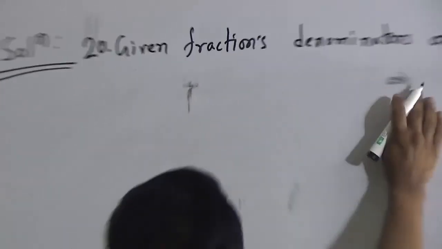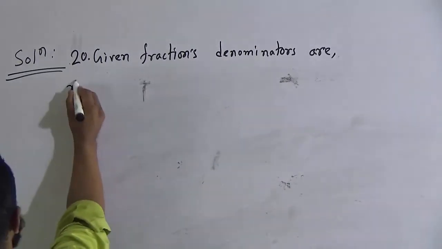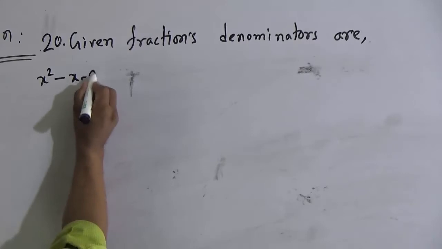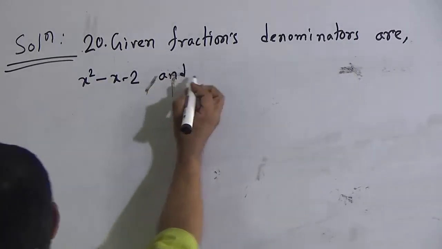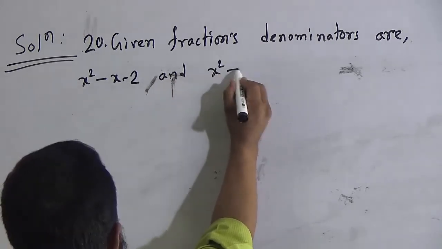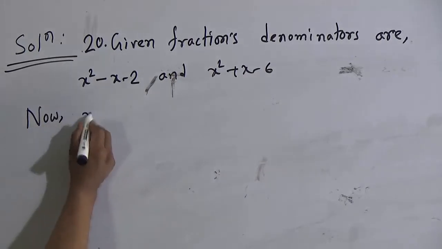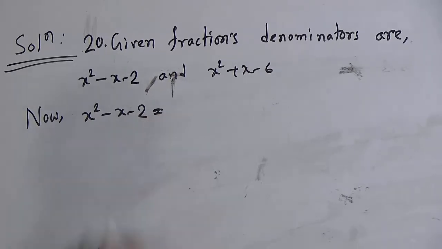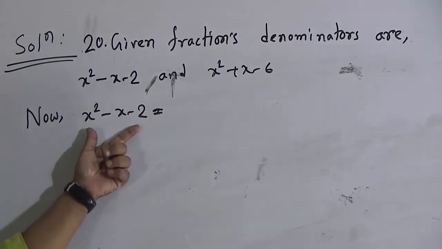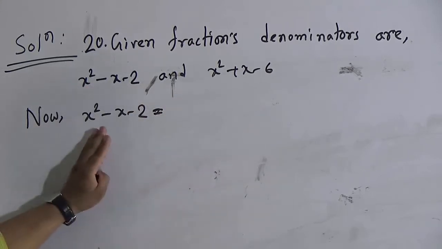Question number 20 here. The given fractions' denominators are x square minus x minus 2 and x square plus x minus 6. Now this x square minus x minus 2, that's equal to what? We need to convert this into the factorization. We need to factorize these two. Okay, that's why I am writing it down here. Now this one is equal to what?